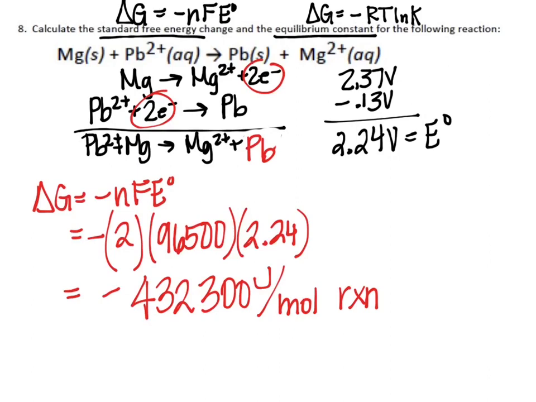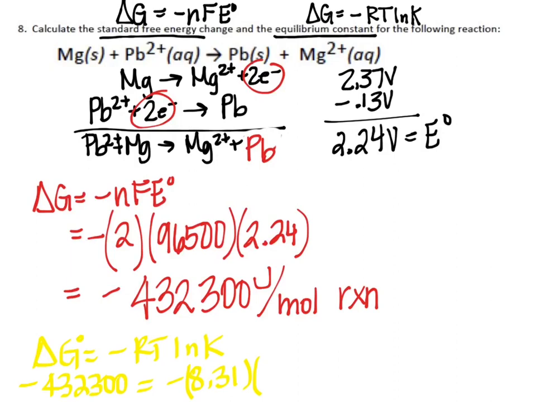So now that we know that, we can go and find ln K. So negative RT ln K. Delta G is negative 432,300 equals negative R, which is 8.31, times T, which is 298 because it says it's standard, and ln K.